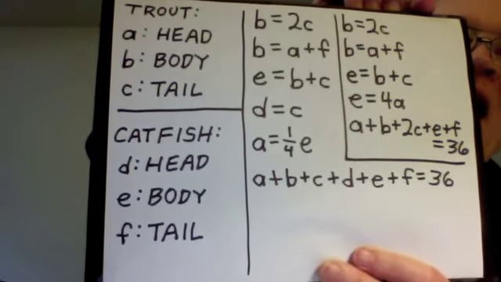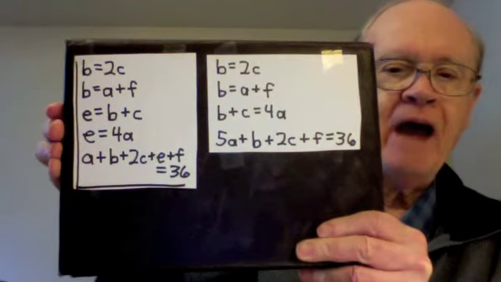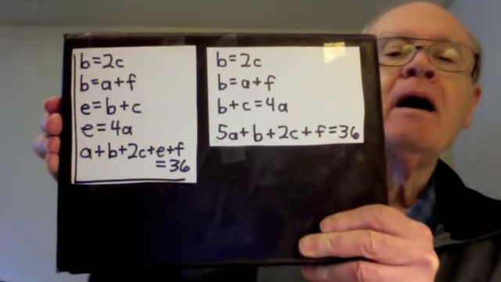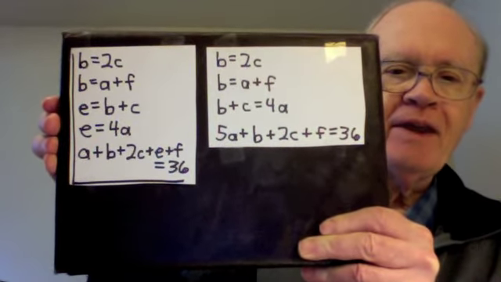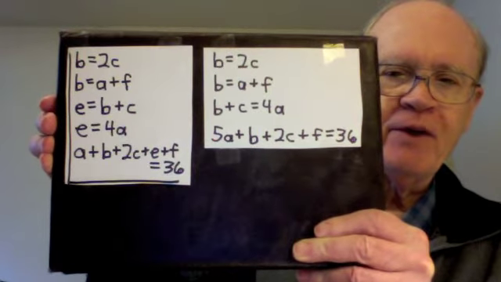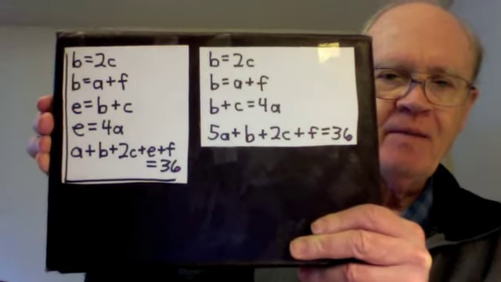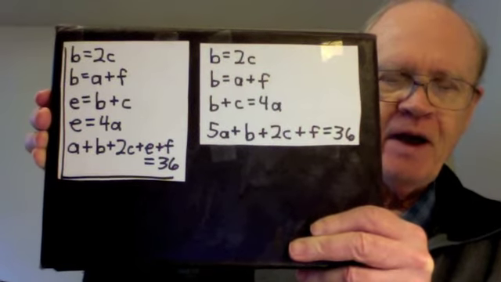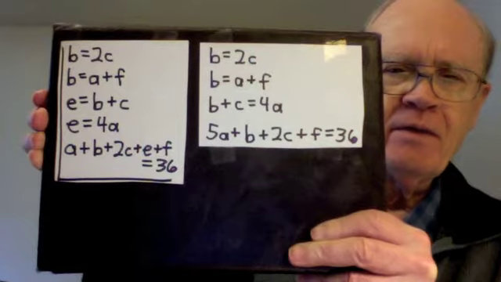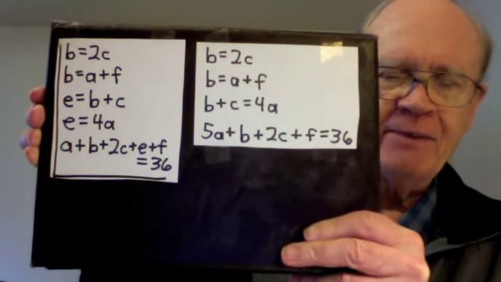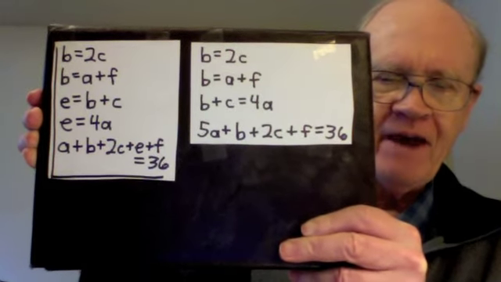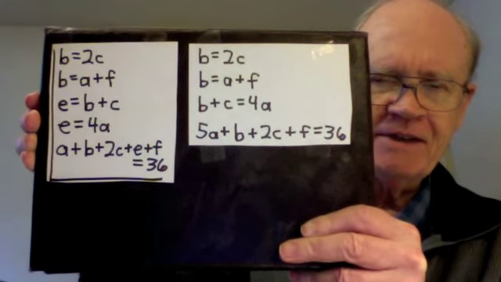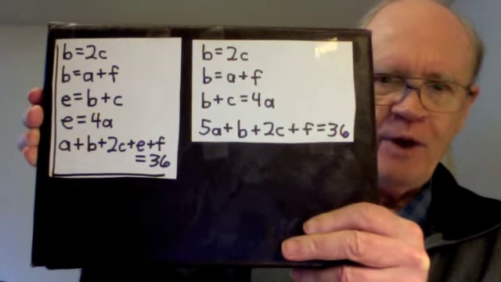And next, I will eliminate E. I copy the first 2 equations, B equals 2C, B equals A plus F. I combine the third and fourth equations, both starting with E equals, by equating the right sides of them. B plus C equals 4A. And in that final equation, I replace E with 4A added to the A at the beginning, and I now have this equation, 5A plus B plus 2C plus F equals 36. So I'm down to 4 equations and 4 variables.